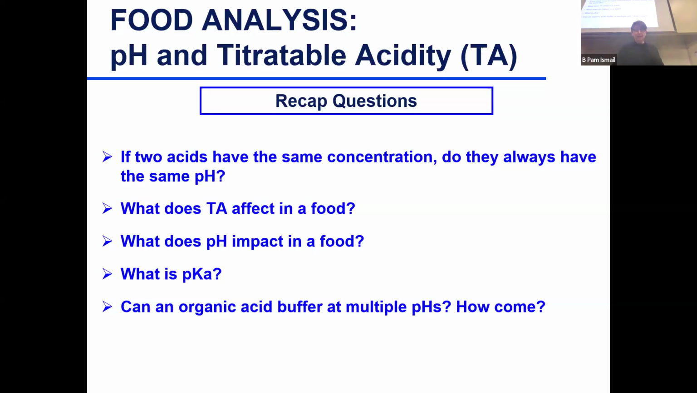Can an organic acid buffer at multiple pH? Yes. Why? Because it can have multiple, yes, multiple carboxyl groups specifically. So for example, citric acid has 3 carboxyl groups. Lactic acid or acetic acid have 1 carboxyl group. All right, let's continue where we left off.